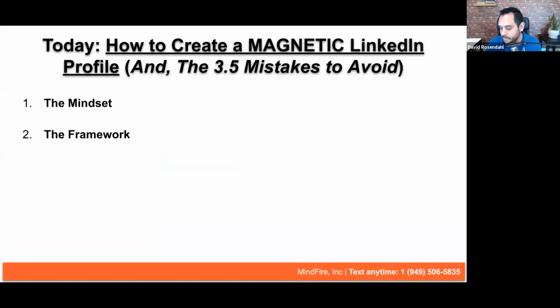Second, I'm going to show you the framework. There's 4 parts of the framework, 4 things you need to have work together in order for you to maximize your results. So we're going to walk through that. And then I'm going to show you a few examples of what happens when you do this right.